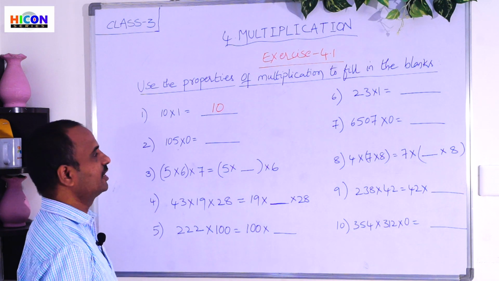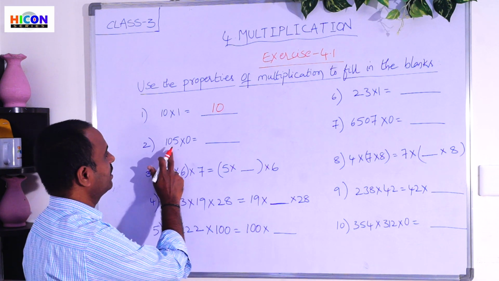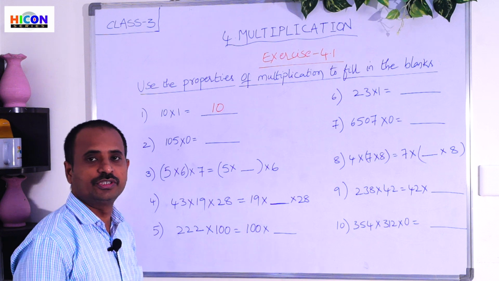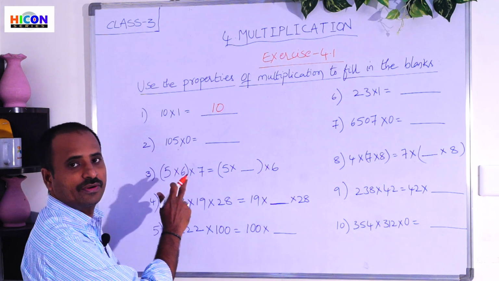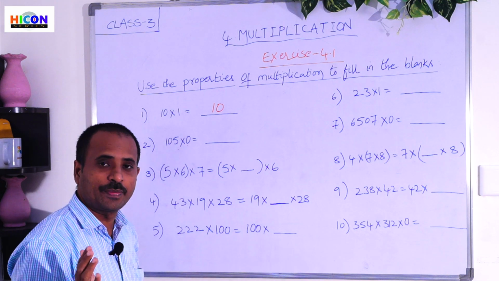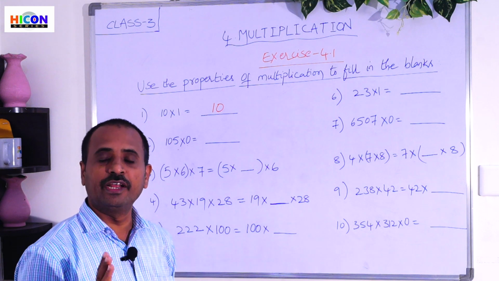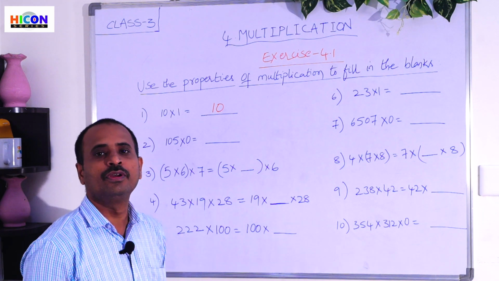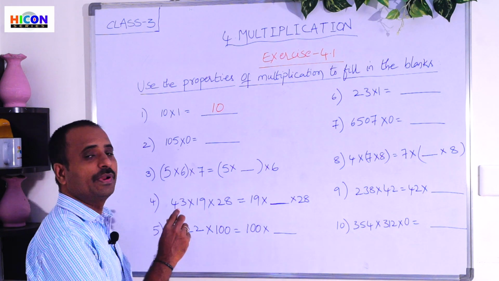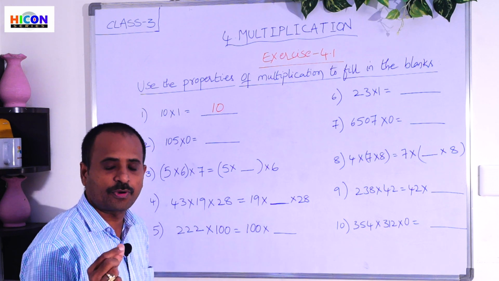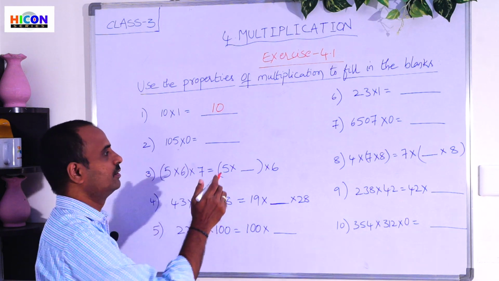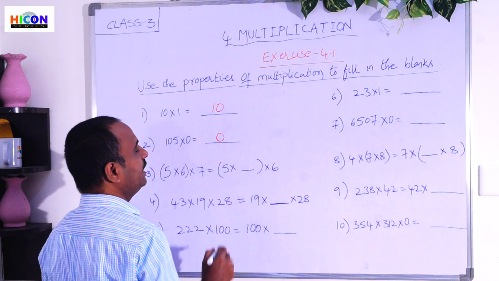Let's see the second blank, children. 105 into 0. Here the number is 105 and that number is multiplied by 0. According to properties of multiplication, if any number is multiplied with 0, we will get 0 as the product. That means the product of a number and 0 gives 0. So the answer is 0. Write 0 in the blank.